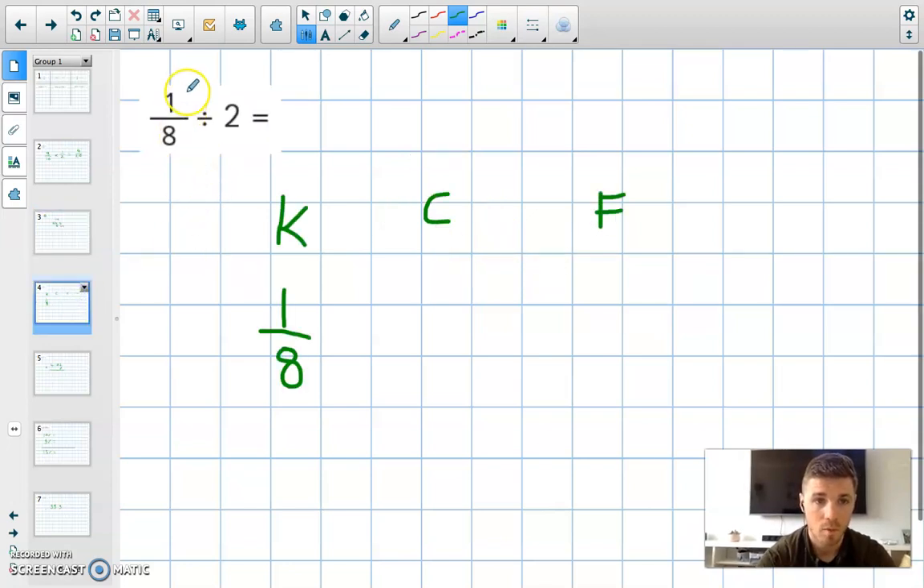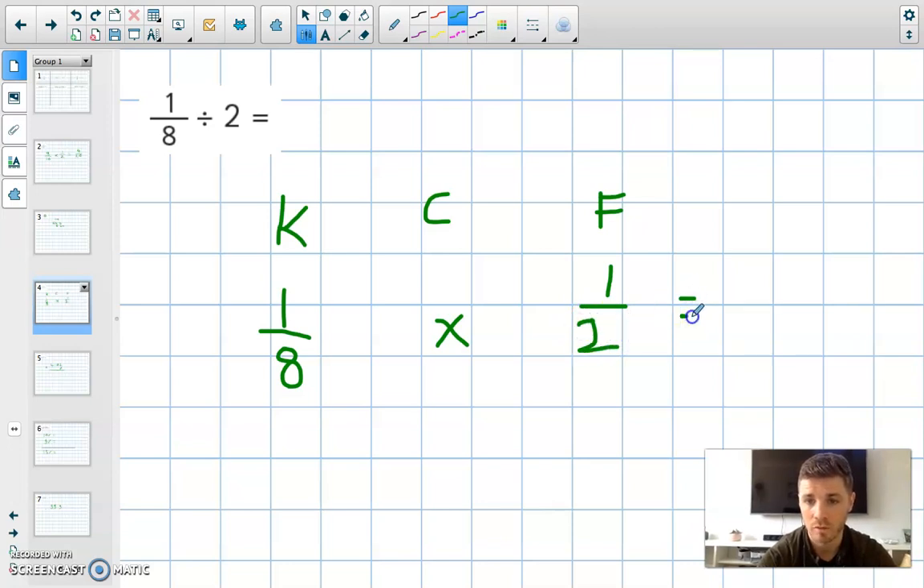Okay, 1/8 divided by 2. Now the method that we use is the keep, change, flip method. So we keep 1/8, we change the division sign to a multiplication sign, and then we flip 2. Now at the moment it's 2 over 1, but we want to flip that to make it 1 over 2, which is the same as saying 1/2. And you know that when you multiply two fractions together, you multiply the numerators first. So 1 times 1 is 1, and then 8 times 2 is 16. So your answer would be 1/16.